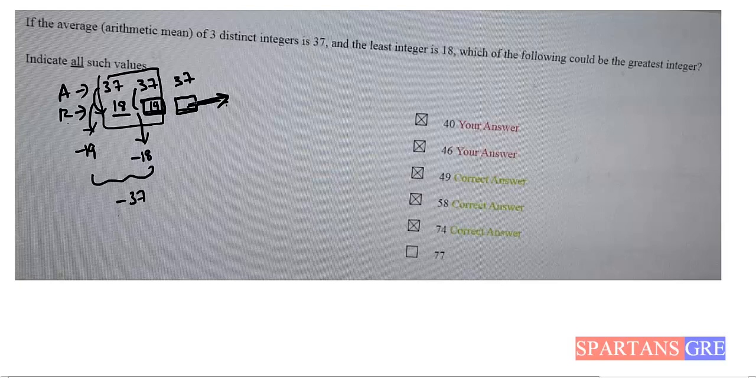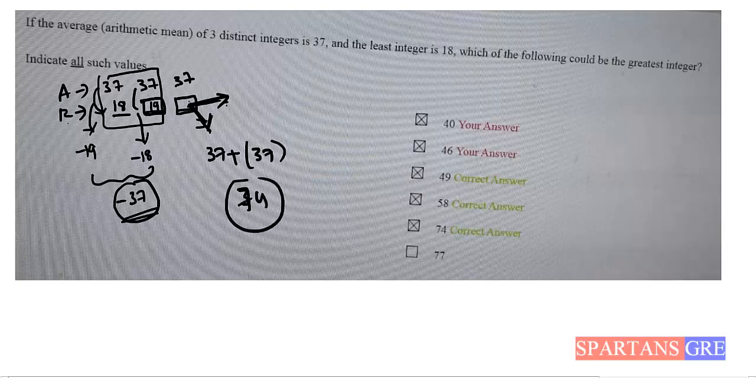Now here I will have some number. This is a deficit, right? So the number I put here should be 37, which is the average, plus it should have some excess so that it will fill the deficit. How much excess should it have? It should have an excess equal to the deficit. So you will put plus 37 here. That means 74.